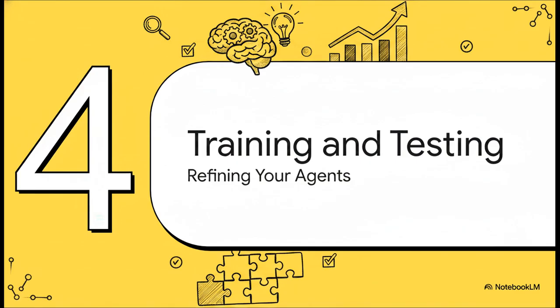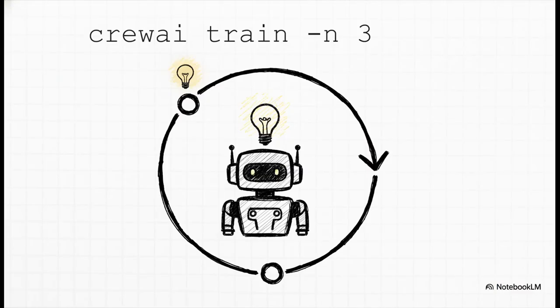Okay, so we can create a crew and we can run it. That's awesome. But that's just the beginning. How do we make our agents smarter, more effective? Well, that's where training and testing come into play. The train command is like sending your agents to boot camp. It makes them run through their tasks multiple times so they can learn from what they did before and refine their strategies. And that little -N3 part, that's just us telling the crew to run this training cycle 3 times so it gets progressively better at its job.